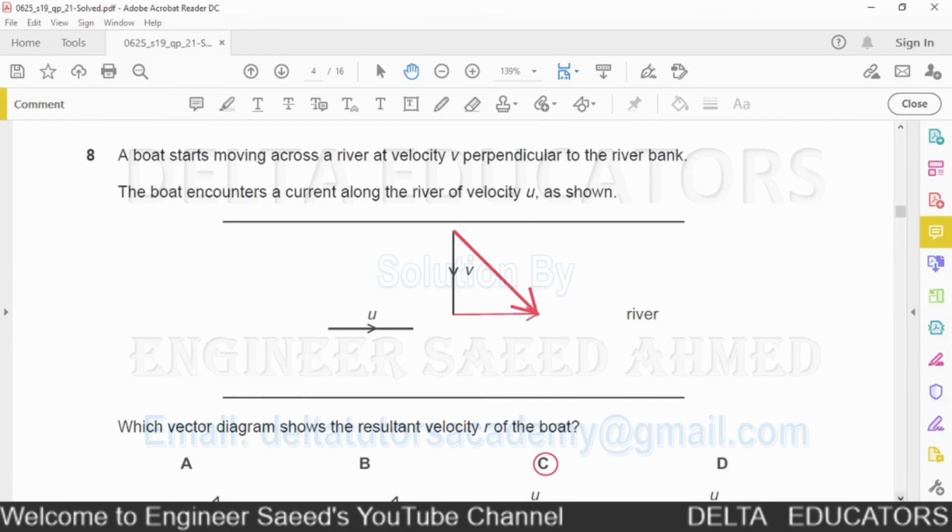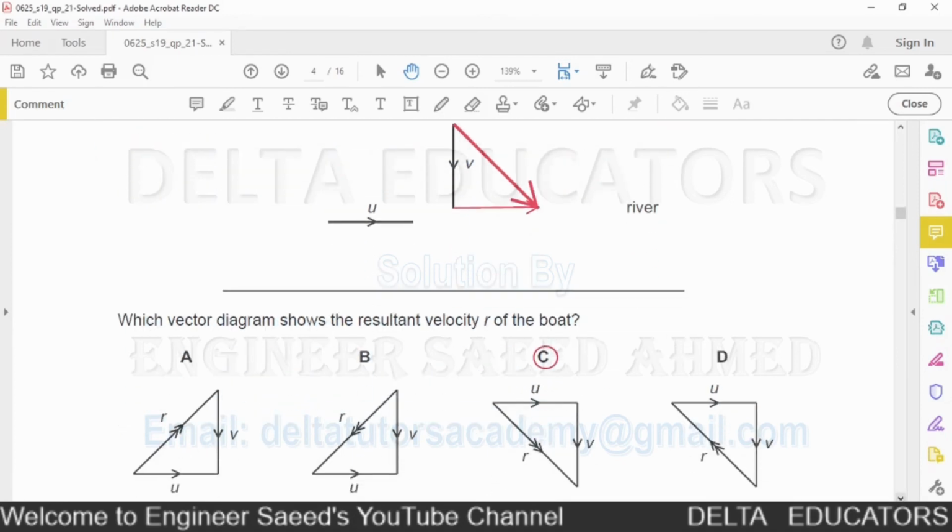Now we check the options. In option C, we are looking at the same direction as we have drawn here. So our correct option is option C.